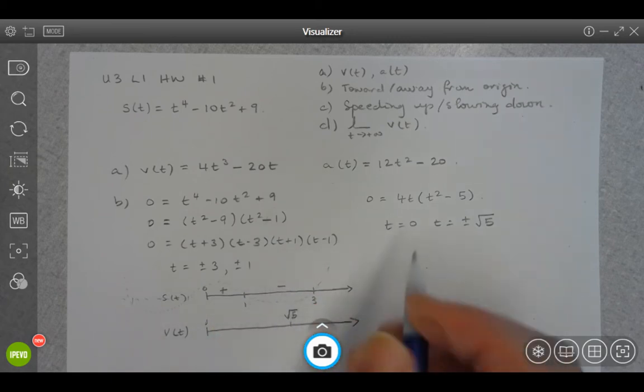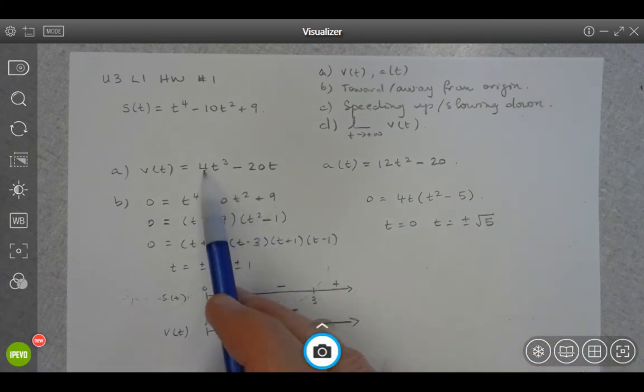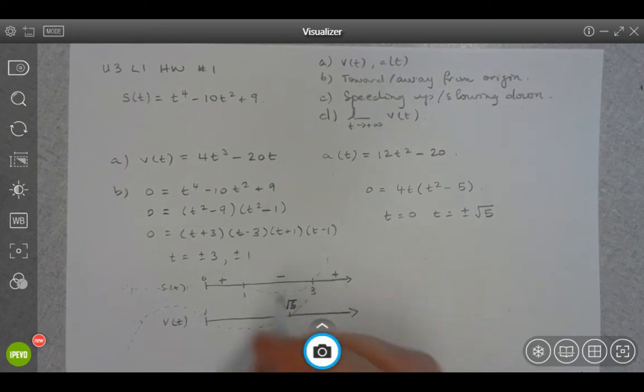In this interval here, it's negative, and then it's going to be positive again. Similarly, when it comes to the velocity function, I have a cubic with a positive leading coefficient. So I'm going to pretend that I'm extending my number line. Somewhere here, I've got negative root 5, and we know it's going to go from negative infinity, and then at 0, it's going to cross, and then it's going to cross again towards positive infinity at root 5. And so in this portion here, it's going to be negative, and in this portion here, it's going to be positive. And now what's nice about this is I can just read everything off my graph.